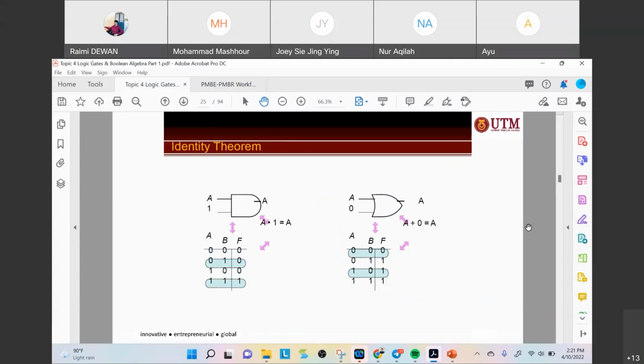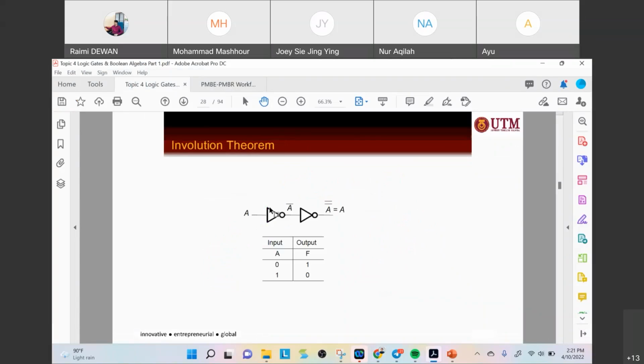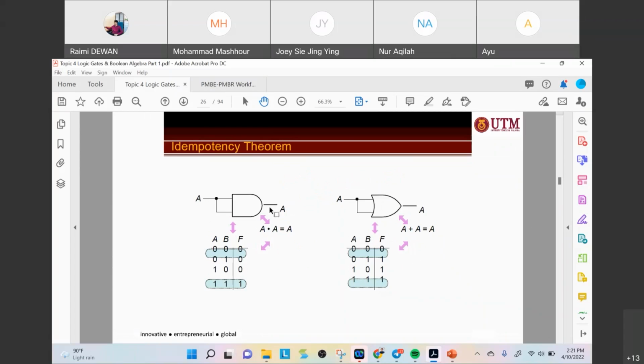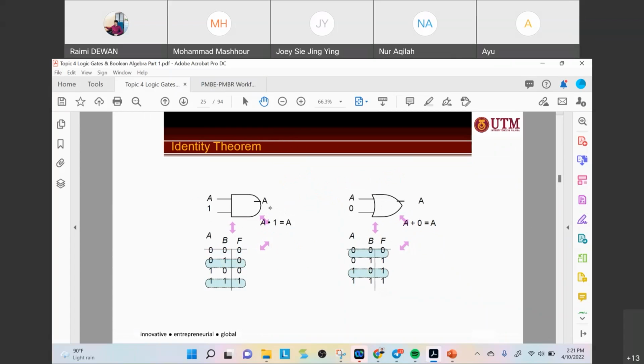So this is the identity theorem. How do they actually get it? A times 1 will get A. This has been explained in my previous lecture. This is how we prove the concepts that we learned in the single variable theorem, in terms of logic gates. For example, the identity theorem. Identity means everything that we multiply by it, we get the same thing back. So A times 1, you get A.